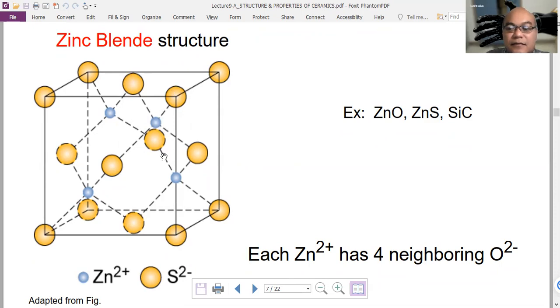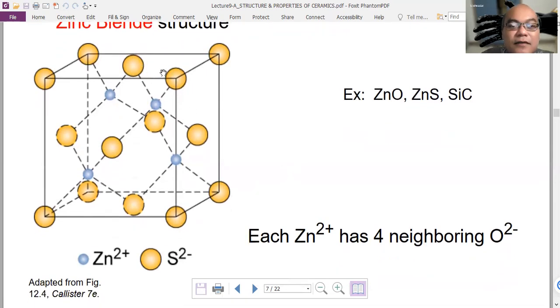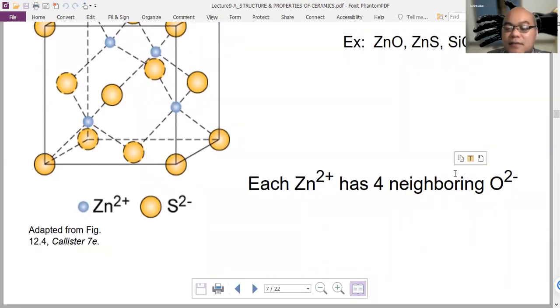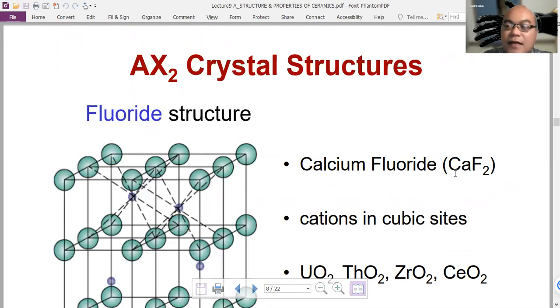surrounded by how many? 1, 2, 3, 4. Four sulfur atoms. So sulfur atom 2-. As we see here, the structure is almost similar to a tetrahedral structure. Yeah, if we take a look into one cell of one cation, zinc is surrounded by four of the anions. Similarly, zinc oxide also has a similar structure, with the zinc 2 plus cation surrounded by four neighboring oxygen 2- anions.